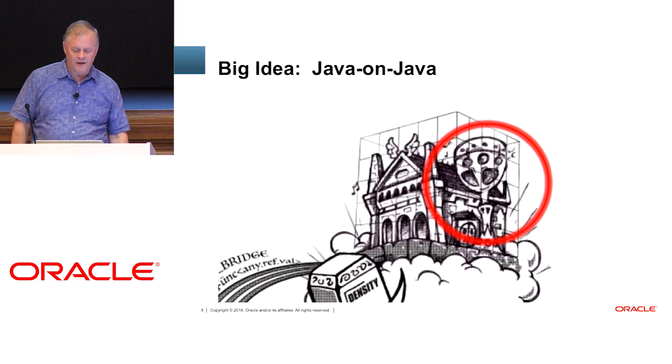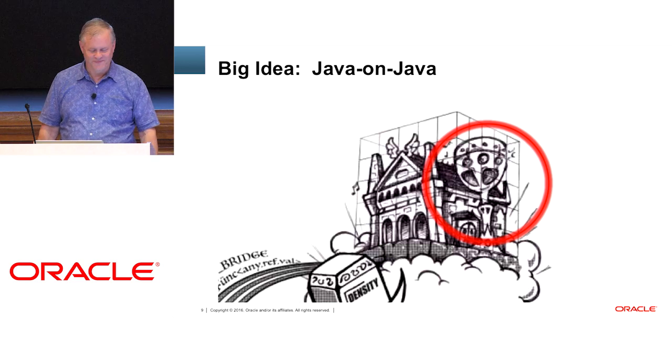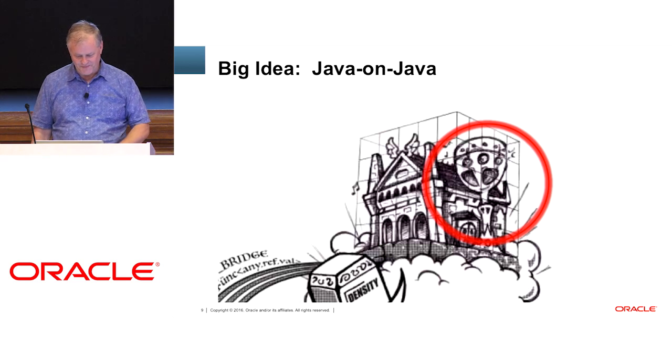By the way, coming to a towel near you, here's the Graal reference. That's what that thing is. You'll see it on your towel. It's right next to Valhalla.